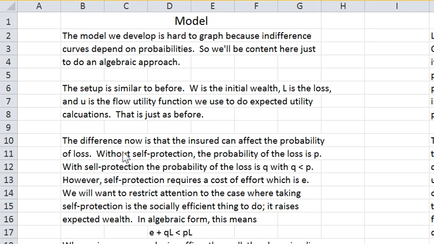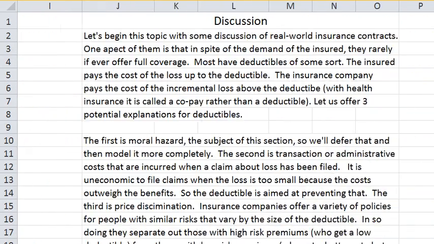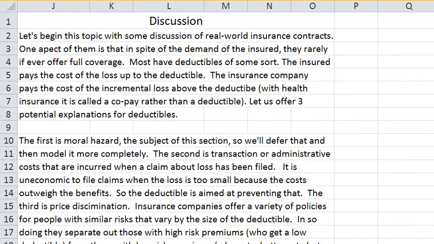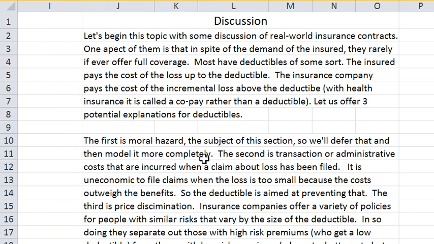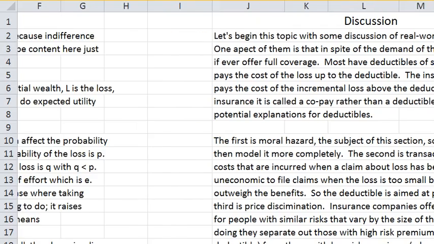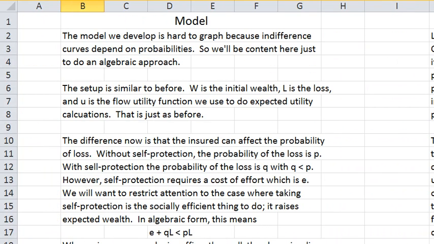Before I get to the model, which is over here, let me show that on this particular spreadsheet there is a rather extensive discussion, and I'm not going to go through this discussion at all, but I do encourage you to read it immediately after watching the video. It's not that long, and it explains real-world insurance and some related issues.